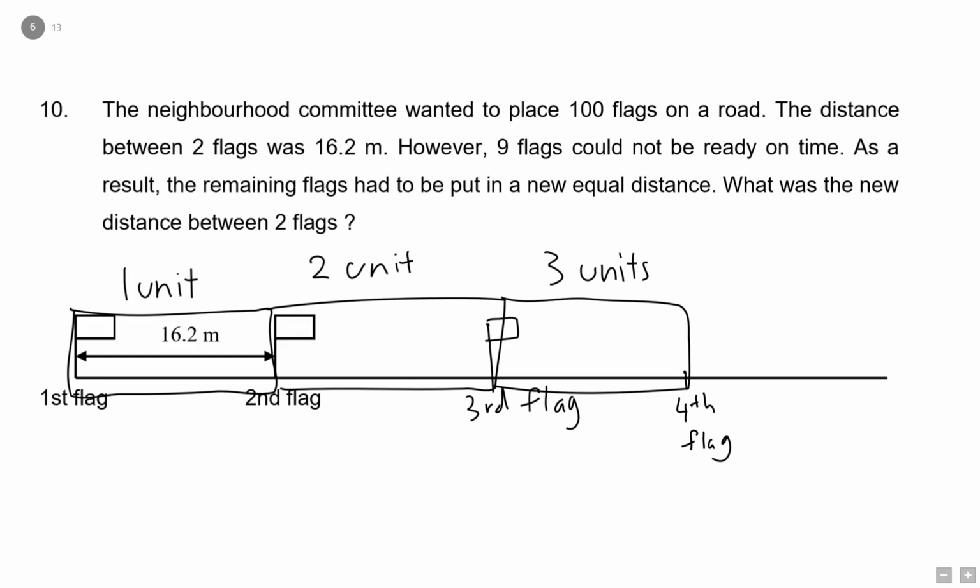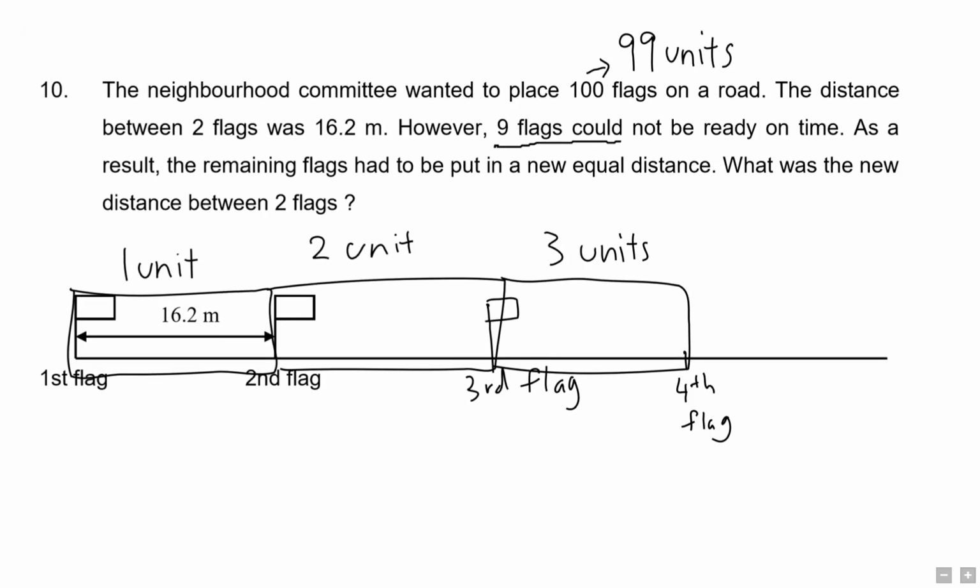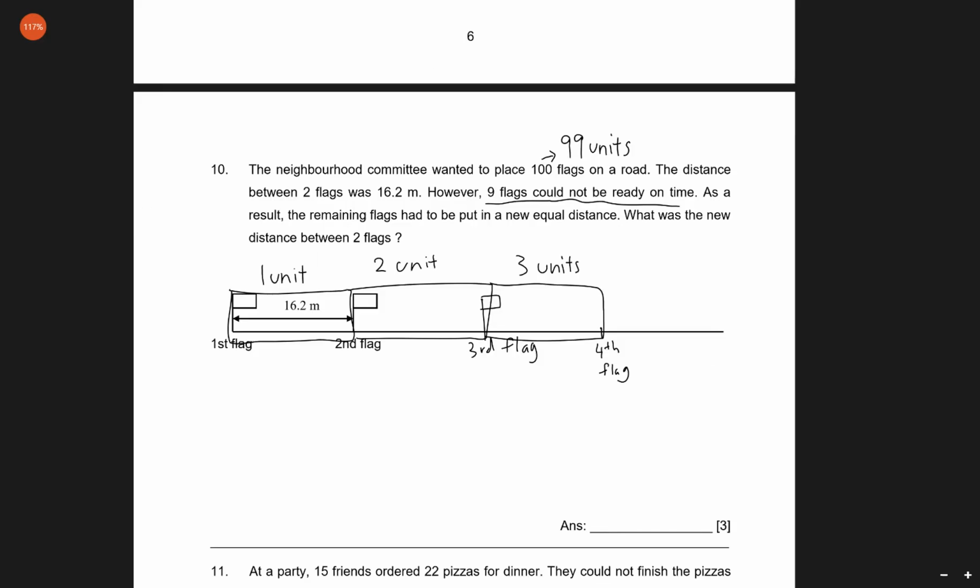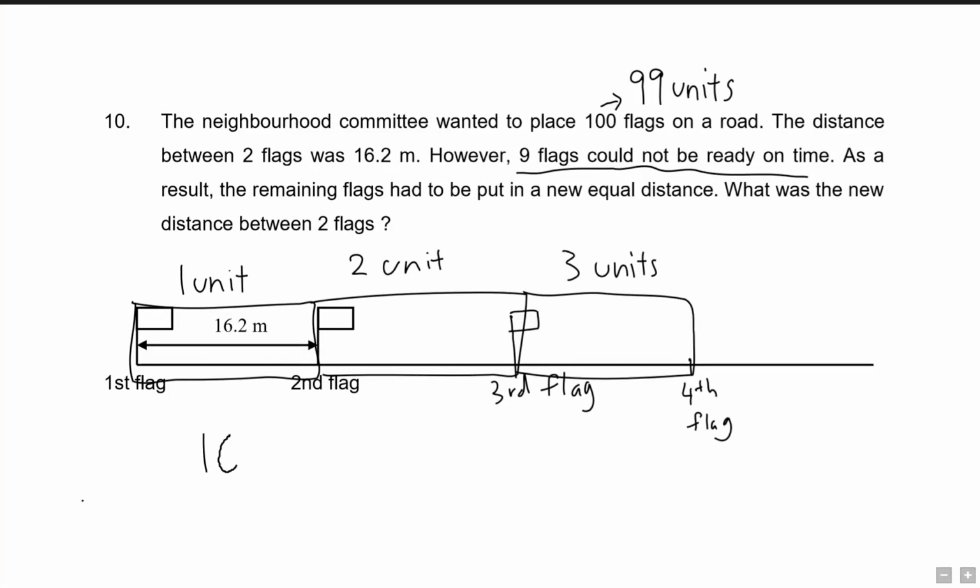So if you observe the pattern, 2 flags, 1 unit. 3 flags, 2 units. 4 flags, 3 units. The number of units is always 1 less than the total number of flags. So let's take, for example, I have 100 flags. That means I should have a total of 99 units. Okay, but of course the question is not as easy as it seems. They say that 9 flags could not be ready on time. So instead of 100 flags, 9 flags could not be ready on time, which gives them only a total of 91 flags.